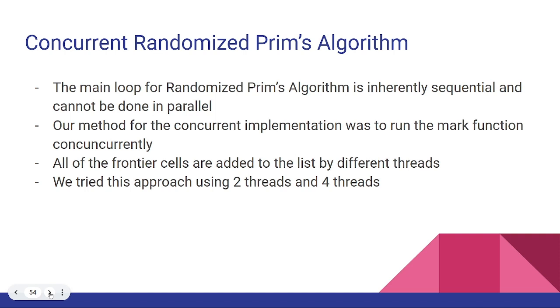For the concurrent implementation of this algorithm, a few points to be made. First, the main loop is inherently sequential, so that cannot be done in parallel. So our method for the concurrent implementation was to run the mark function in parallel. When the mark function is called, all of the frontier cells that are added to the list will be added by different threads. We tried this approach using 2 threads and 4 threads.